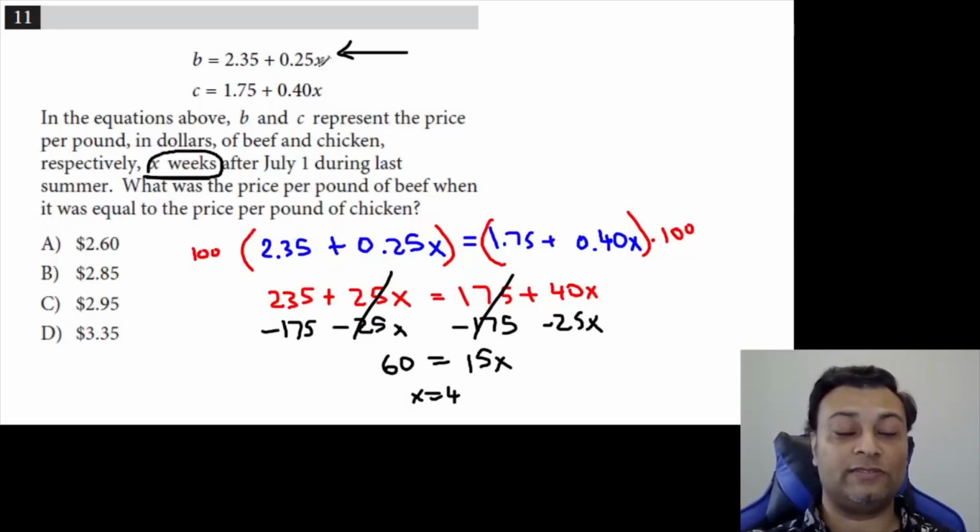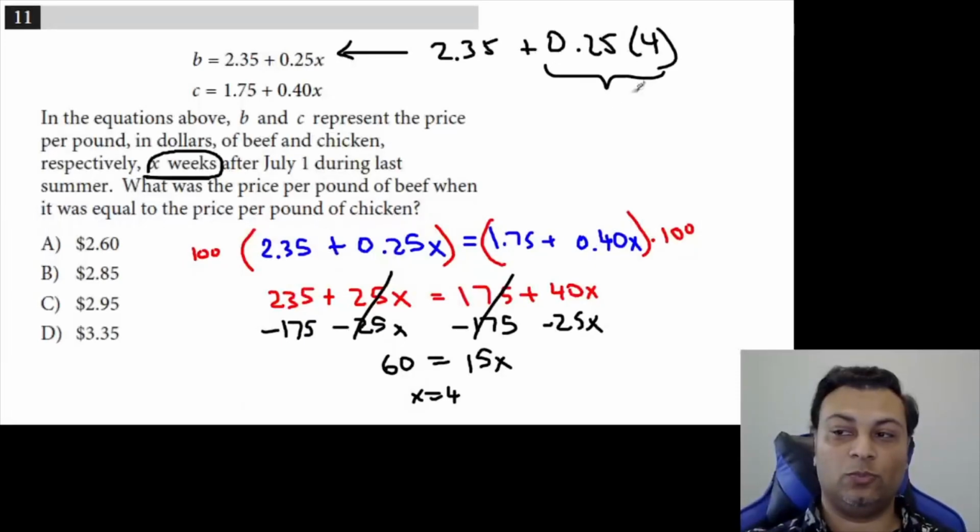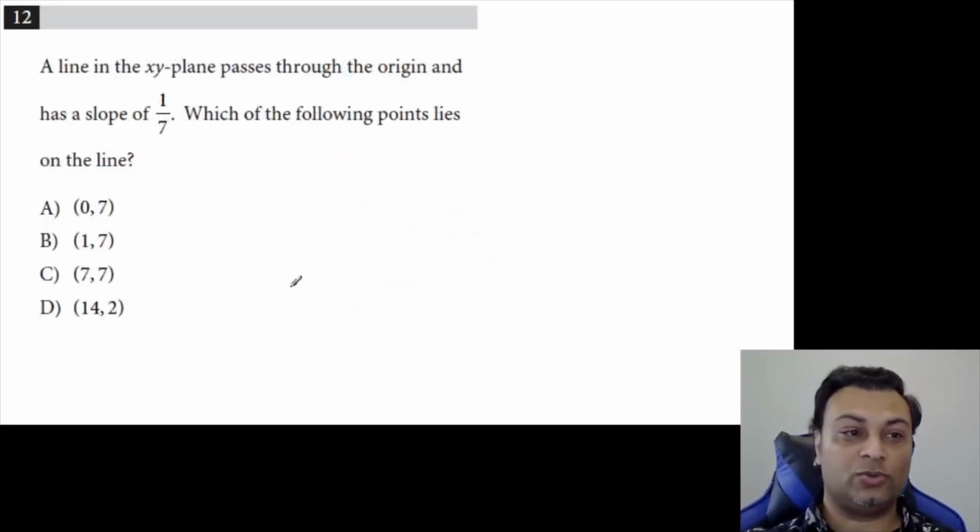Furthermore, 0.25 times 4 is $1. So we have 2.35 plus 0.25 times 4. This portion is 1. So 2.35 plus 1 is 3.35. The answer is D. Let's just write down that's 3.35. Moving on to question 12.